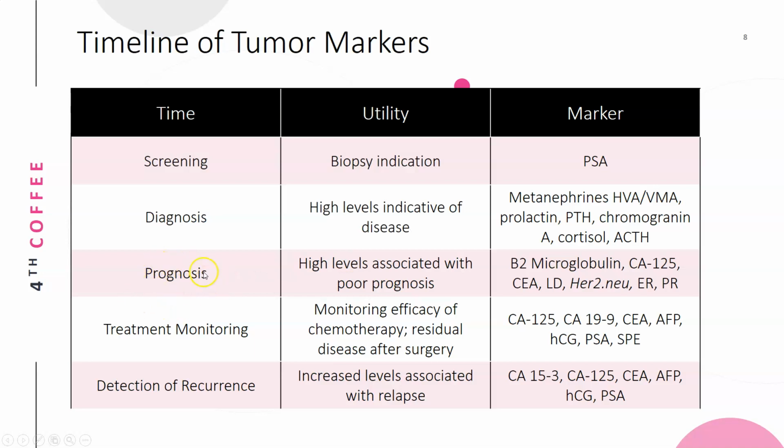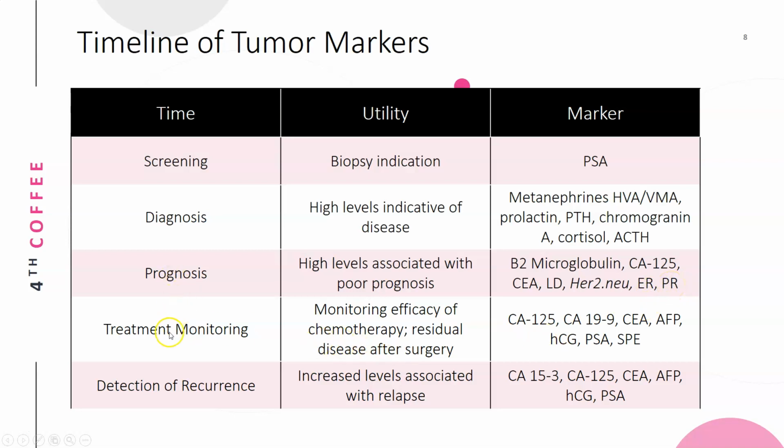Then for prognosis, so again, how bad is it? High levels are associated with poor prognosis in the B2 microglobulin, the CA125, the CEA, LD, HER2, and NU, and ER and PR, estrogen receptor, progesterone receptor.